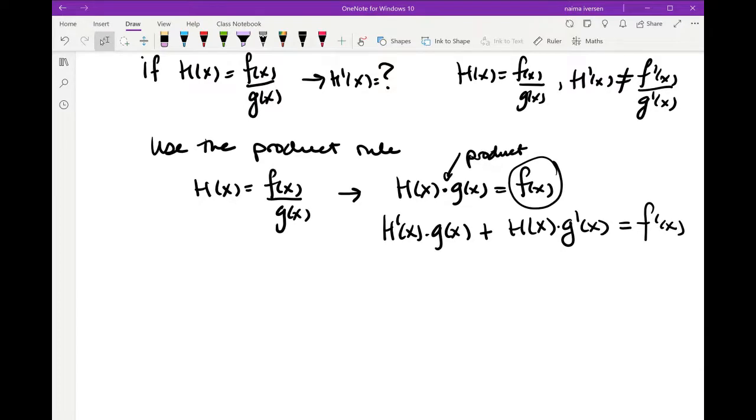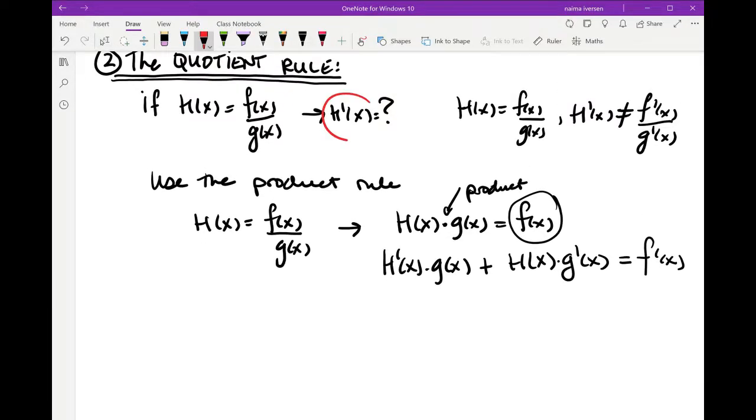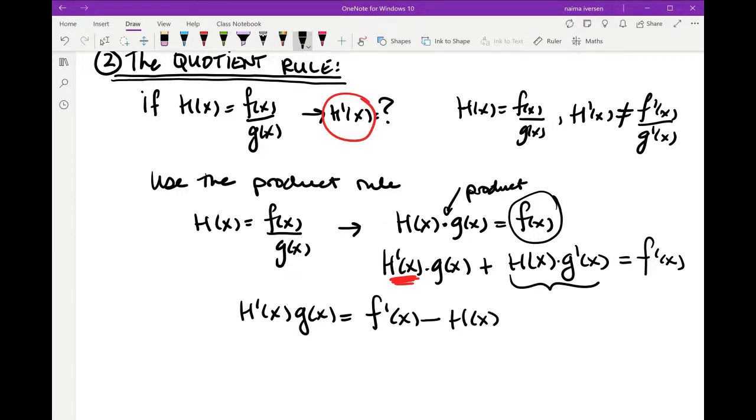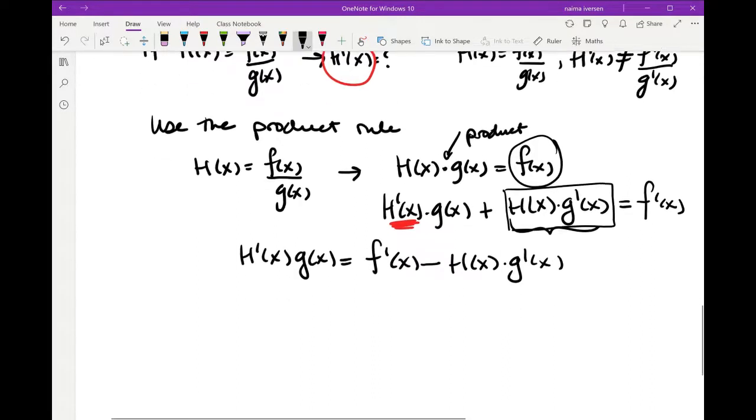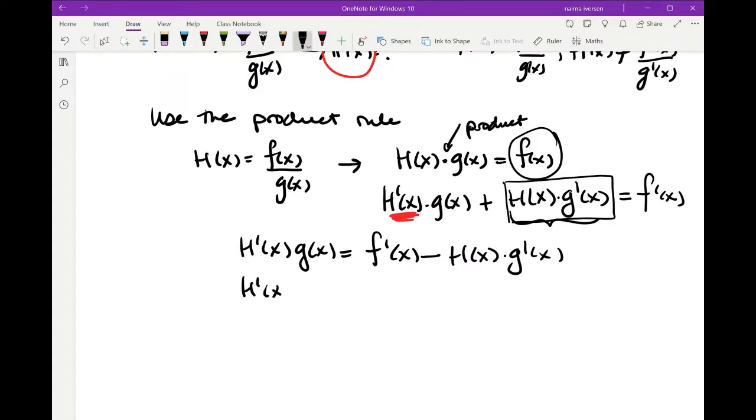So what am I trying to solve for? Remember that the whole purpose of this is to find h prime of x, so I want to get h prime of x all by itself. I'm going to subtract this from both sides. So I'm going to get h prime of x times g of x is equal to f prime of x minus h of x times g prime of x. I'm getting rid of this by subtracting it from both sides. Then to get h prime of x all by itself, I'm going to divide by g of x. So I'm going to get f prime of x minus h of x times g prime of x, all divided by g of x.